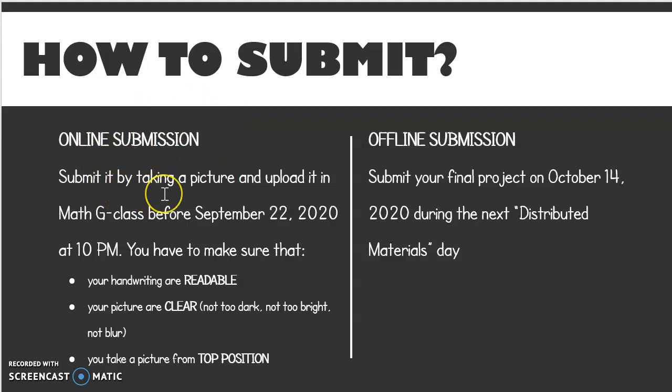You have to take a picture and then upload it in our Google Classroom before 22 September, at 2 p.m. You have to make sure that your handwriting is readable and your picture is clear. It means not too dark, not too bright, and not blurry. And then you have to take the picture from a top position.